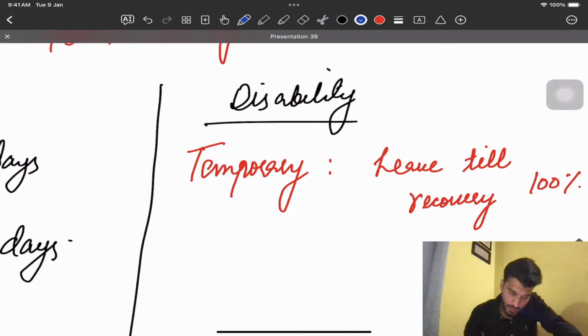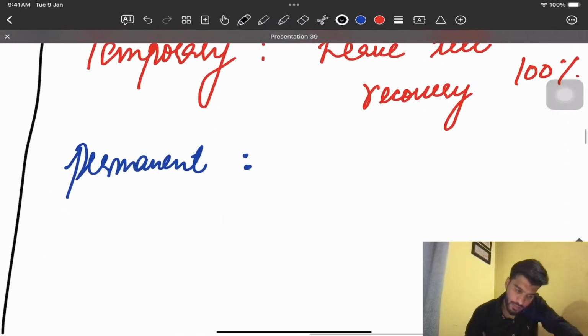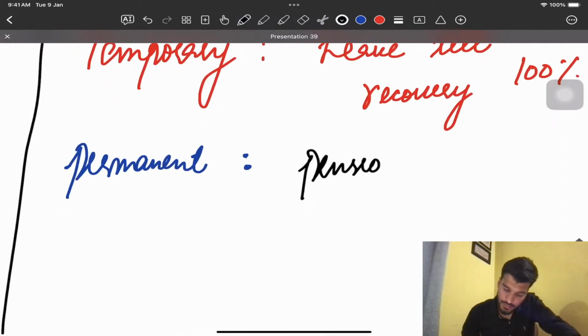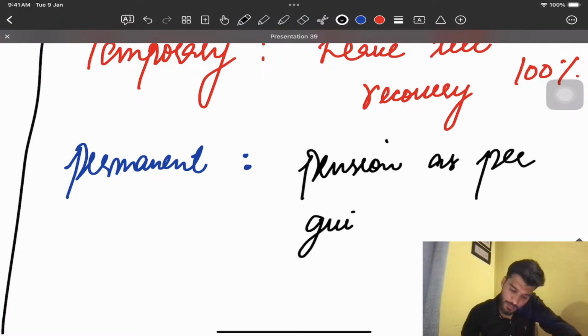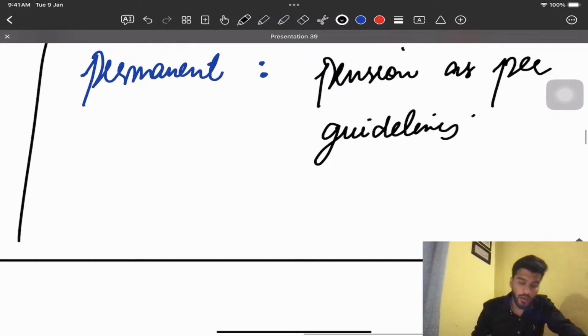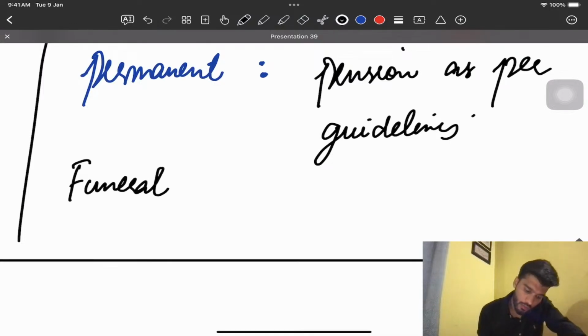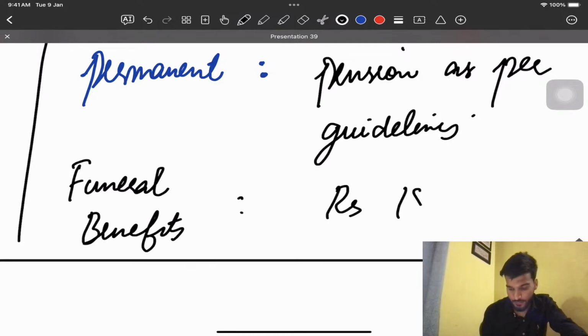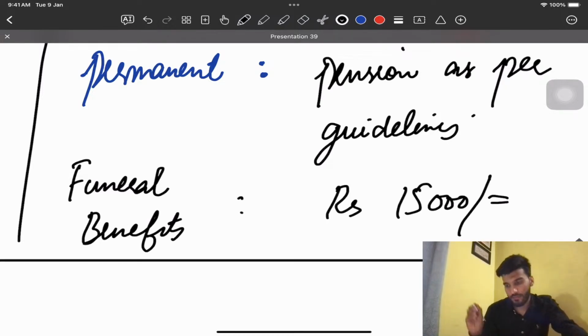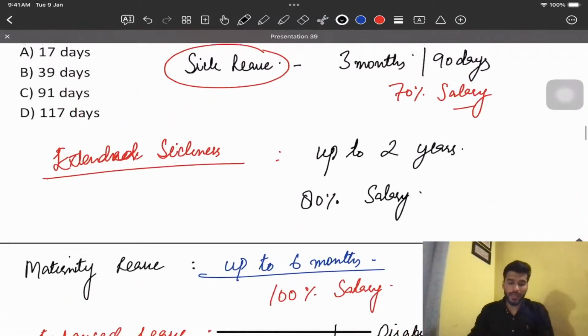And if it is permanent, they will give pension as per the guidelines. And according to this Act, the funeral benefits will be rupees 15,000. So that was all about the ESI Act.